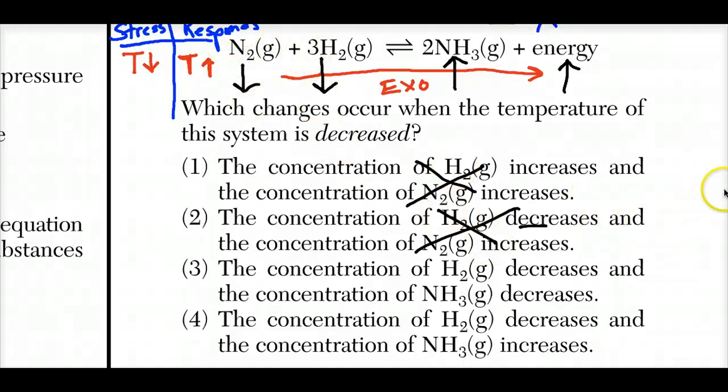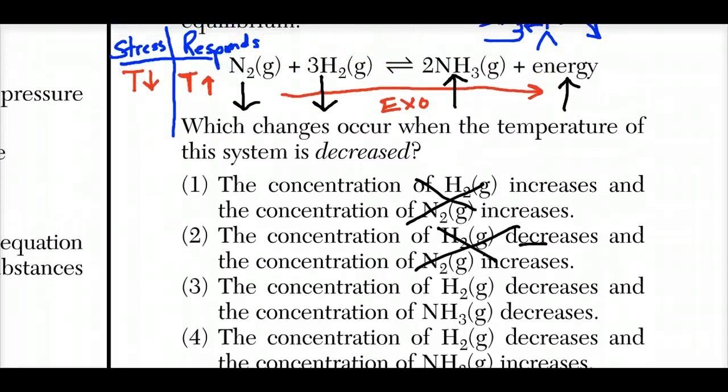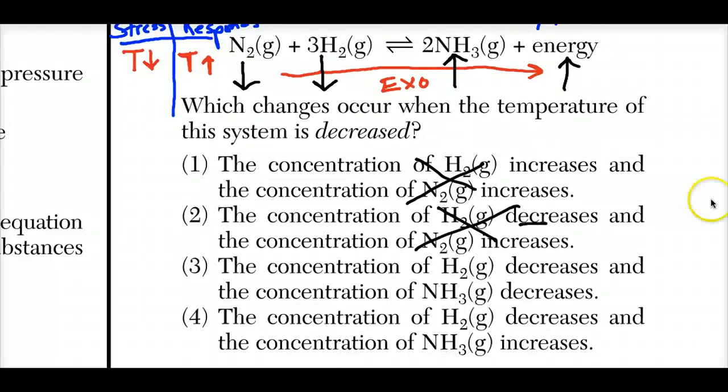Number 3, the concentration of the H2 decreases. Okay, yes, and the N2 decreases. So no, NH3 is going to increase as we move to the right to make more of it. So 4, I think, must be the answer. The concentration of H2 decreases, and the concentration of NH3 increases. That's the correct answer. Choice 4 is your answer.